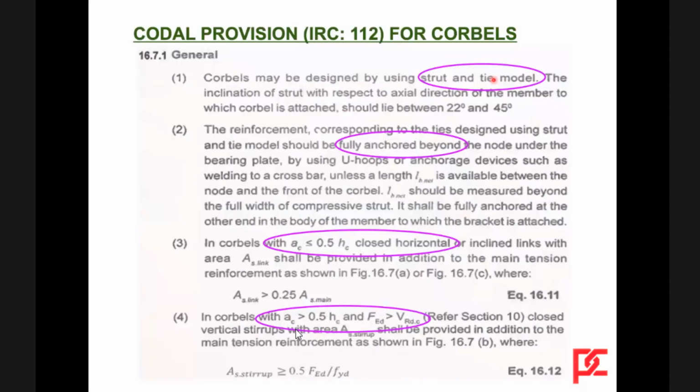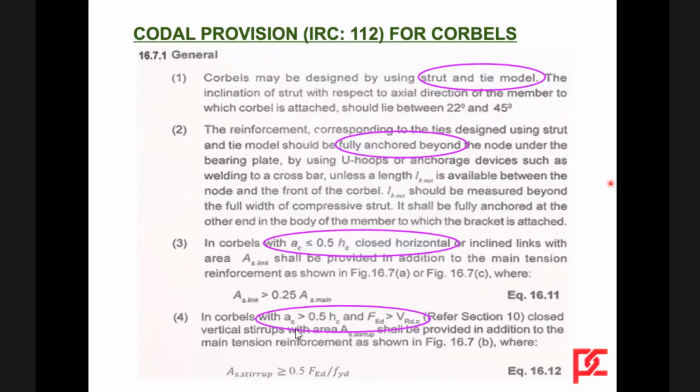Then codal provision for the corbels. Corbels may be designed by using the strut and tie model, and reinforcement corresponding to the ties designed using the strut and tie model should be fully anchored beyond the node under the bearing plate by using U-hoops or anchorage devices such as welding.